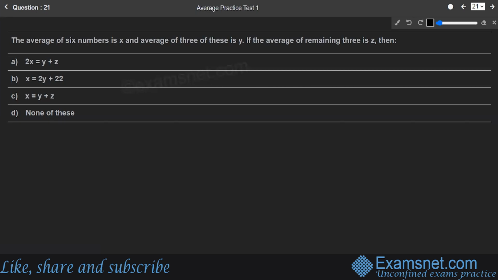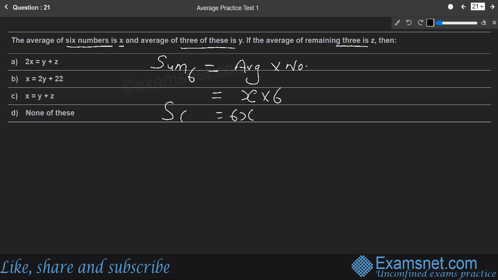Okay, so the question says the average of 6 numbers is X and the average of 3 of these is Y. If the average of the remaining 3 is Z, then there has to be a condition that is to be followed. So let us see it like that. The first thing is the average of 6 numbers is X. What we can do is find out the sum of the 6 numbers. Sum is always going to be average multiplied by the number of things involved. So the sum of 6 can be calculated: the average is X into 6, that is 6X, the sum of the 6 numbers.